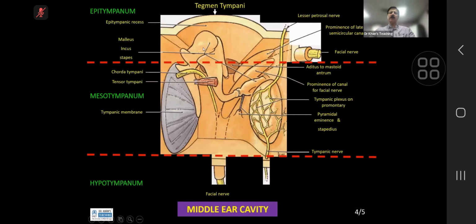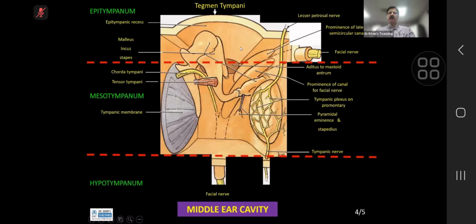So the head is in the epitympanum, and the handle is in the mesotympanum. Here, it joins the body of the incus. And there is a short process and there is a long process. Now, the long process tips down once again into the mesotympanum. And here it makes this joint with the stapes, which is joined with the oval window.